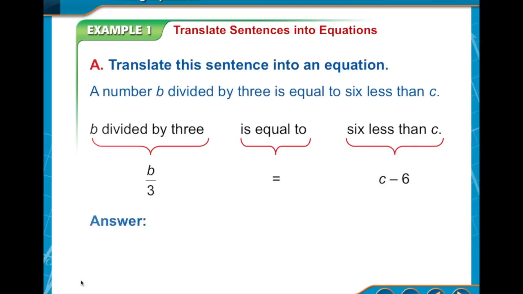So if you've got the question down, our final answer, the equation should be b divided by 3 equal to c minus 6. Done. Very simple if you remember the code operation words like divided, equals, less than, you'll be okay.